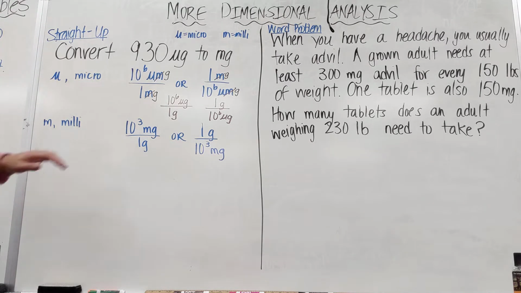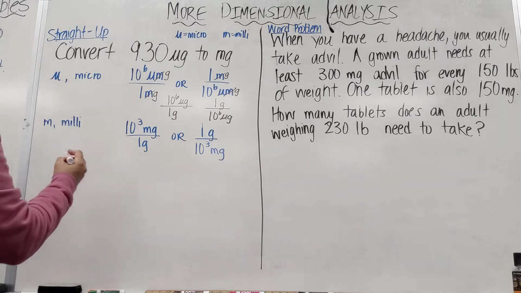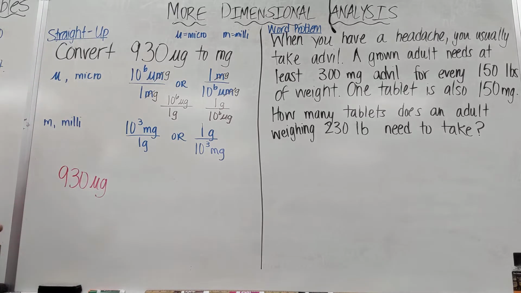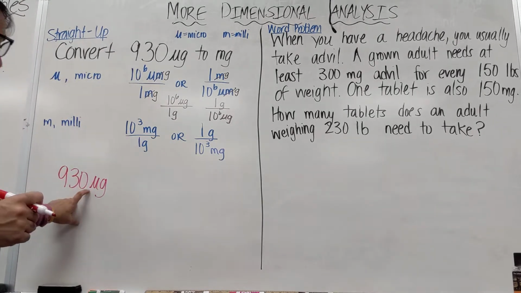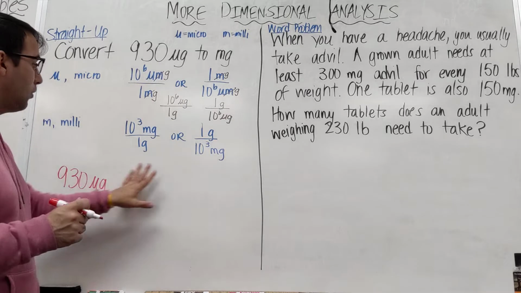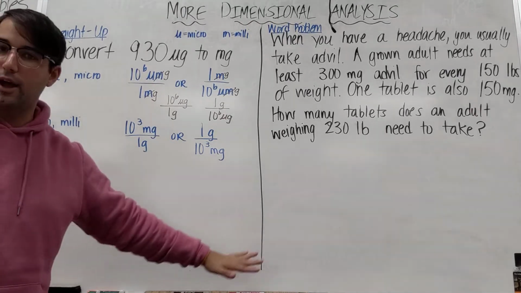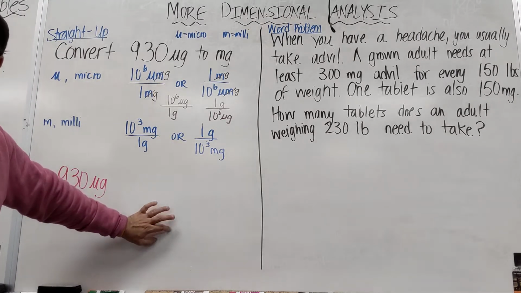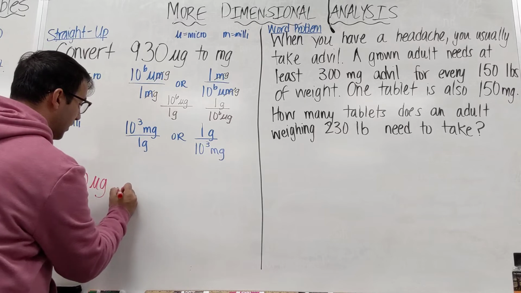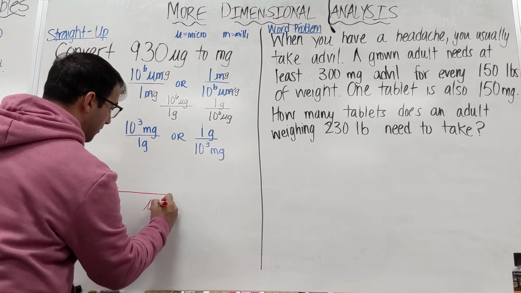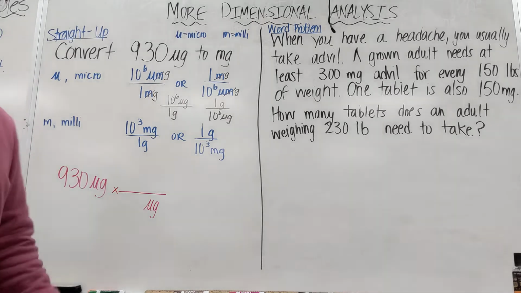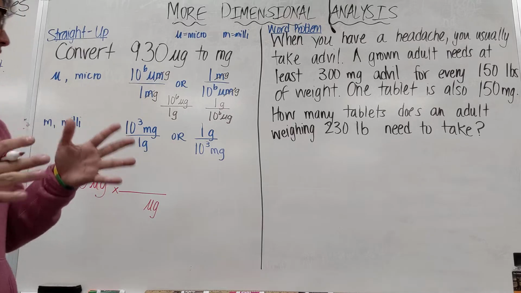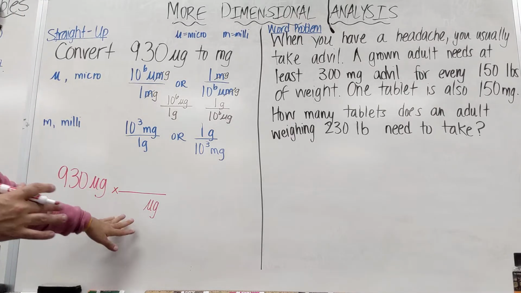I always start with what's given to me, which is 930 micrograms. So I write that down. Since I'm given micrograms, I know when I start my conversion factors and my dimensional analysis that microgram needs to go on the bottom in my first factor. So I start by writing my first factor, and I put microgram on the bottom.